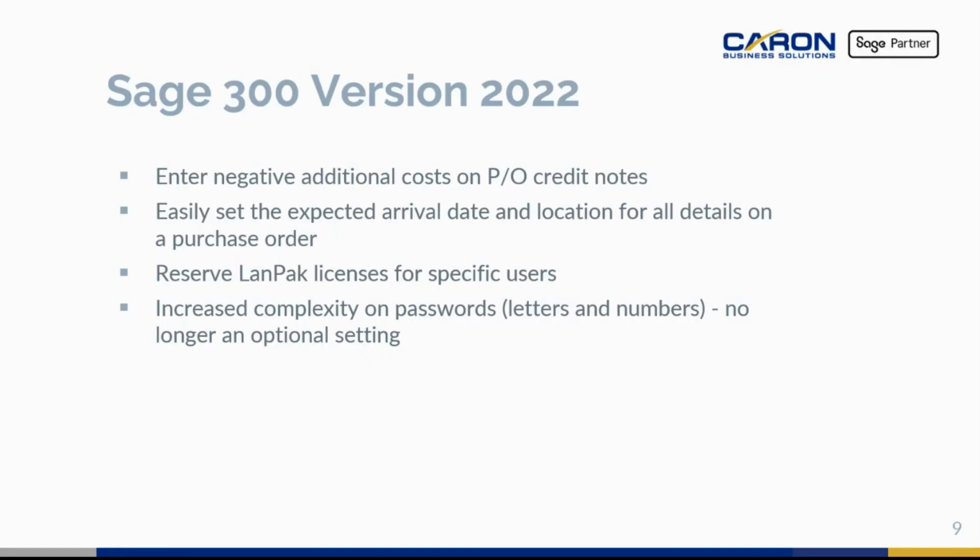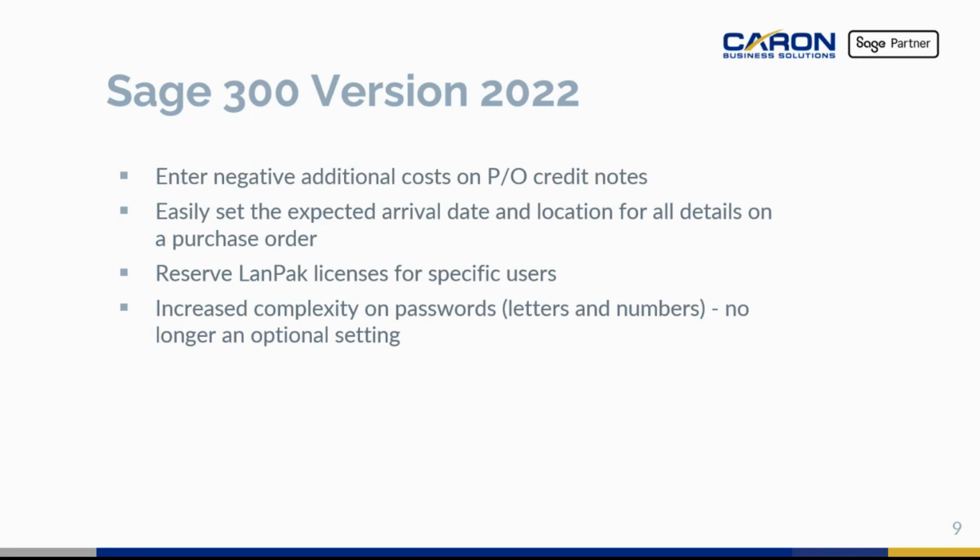Next version is 2022. And the highlight that I've taken out for this piece is the ability to add negative additional costs on purchase order credit notes. This allows you to enter negative amounts on the additional costs tab, for example, shipping or restocking fees when you return an item. So these will obviously kick in when you run day-end processing, and will just make for an easier flow of the transactions that affect your stock, and then obviously go through to your GL.